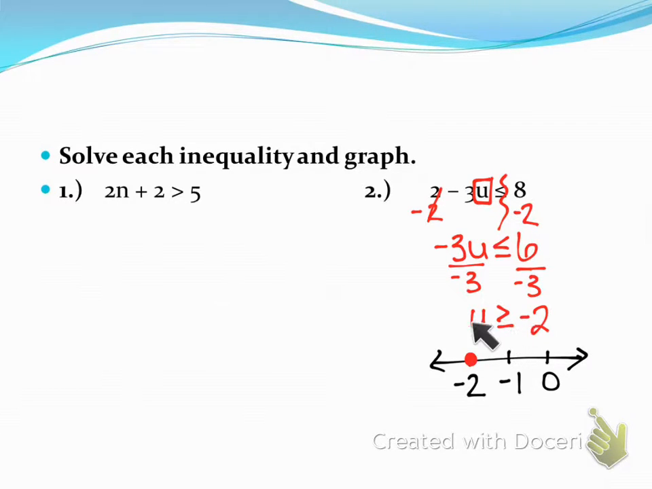So at the very last step, we have u is greater than or equal to negative 2. So we don't look at the sign from the top. We want to look at the sign from the very end of the problem. And this one tells us greater than, so we shade to the right.